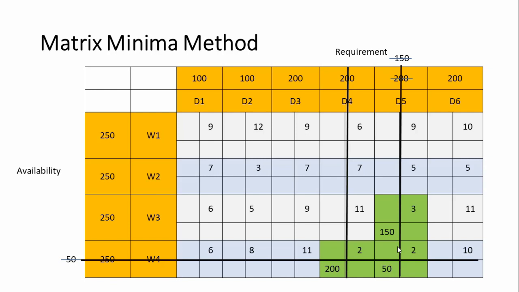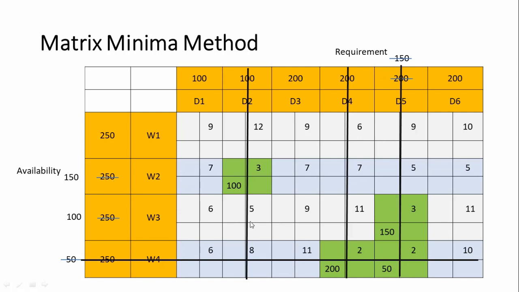Next, we identify the minimum cost. The next minimum cost is 3. For that, the items have to be moved from W2 to D2. The availability is 250, whereas the requirement is 100. Therefore, we ship from W2 to D2 100 units, such that the requirement at D2 is satisfied. Therefore, we cancel that particular column, and 250 minus 100, so the availability will be 150.